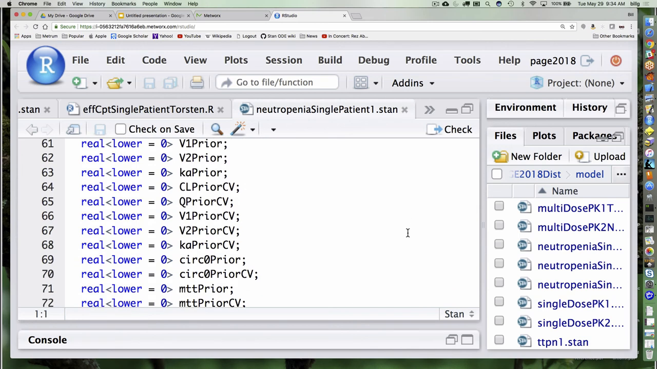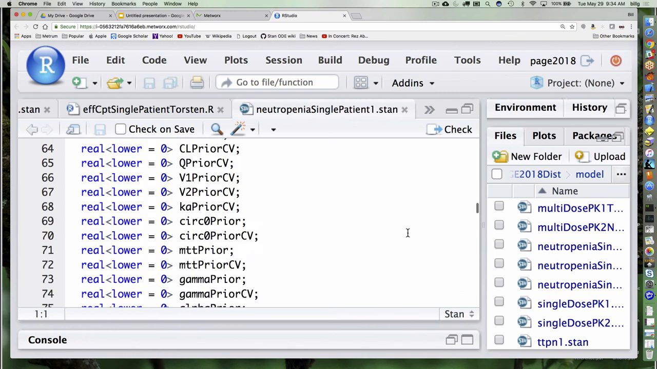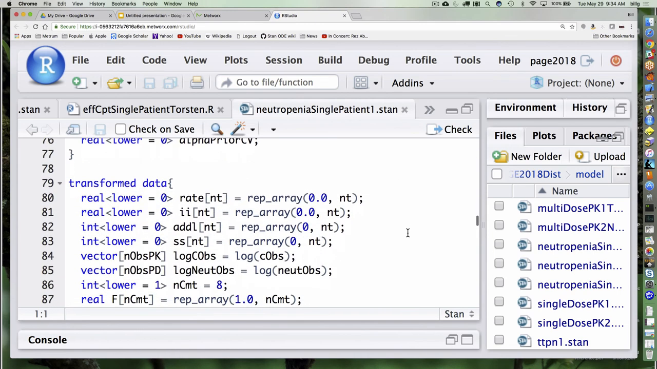Particularly if you want to do a sensitivity analysis, that comes in handy because you could generate multiple cases within R and deal with them there. That's it for the data.